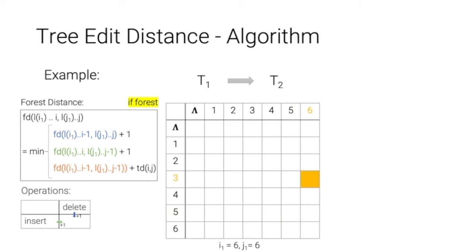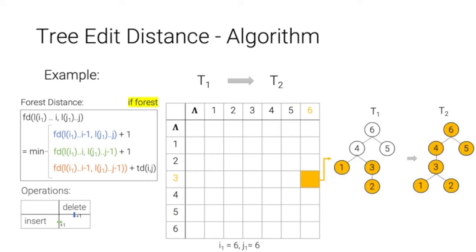Here's a small example. We look at the yellow cell. What does the yellow cell mean? It is a subproblem. The comparison between nodes 1 to 3 of tree 1 and nodes 1 to 6 of tree 2. Again, we have to compare forests, so we use the forest distance. We split the two calculations.